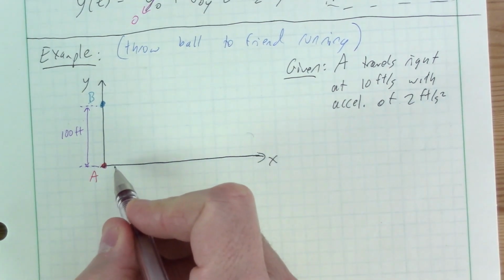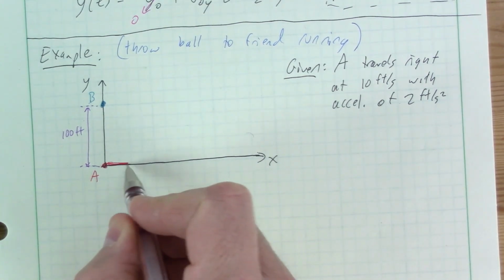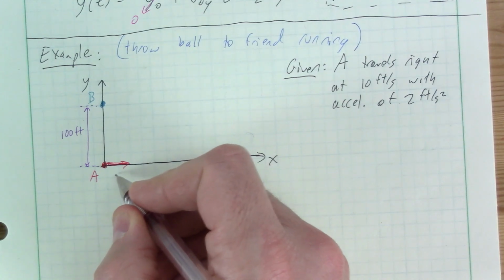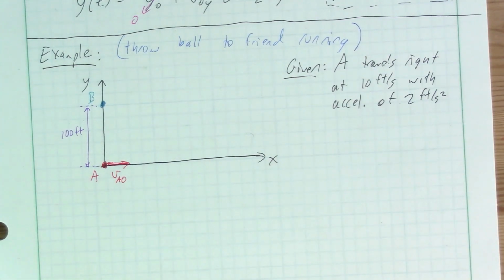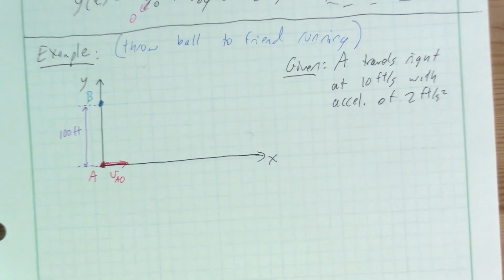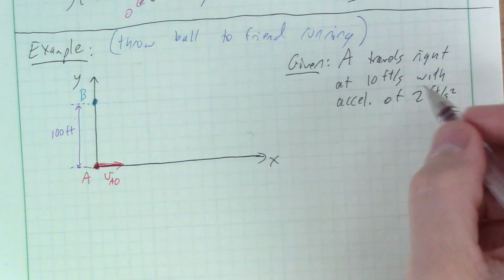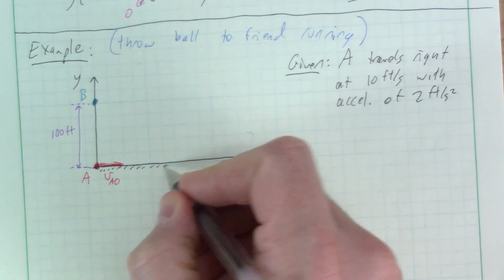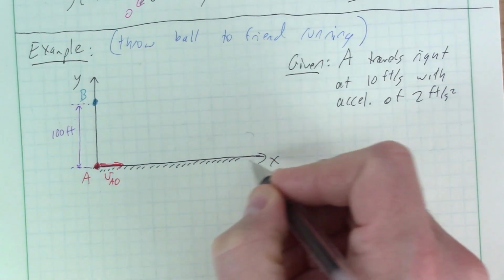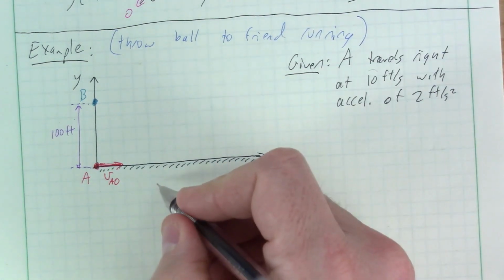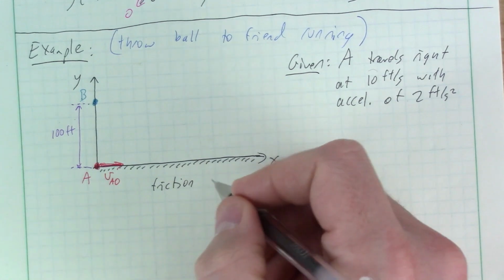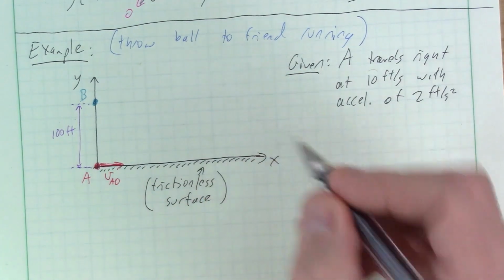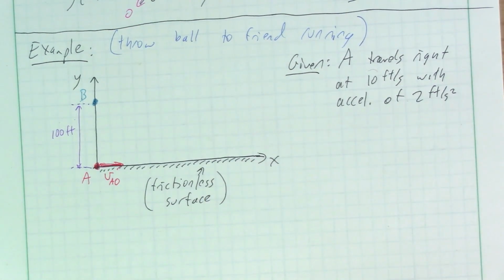Let's be careful with this. This is VA initial, so VA naught, initial VA, and that's 10 feet per second. And this is important here: this is a frictionless surface, so it's just sliding. That's why it's like running. As the person runs, they don't lose any energy along the floor, or it's just like a particle that's sliding. It doesn't go any further than this. So it just moves along there, accelerating to the right at 2 feet per second squared.